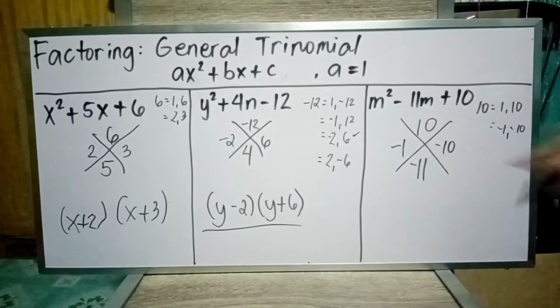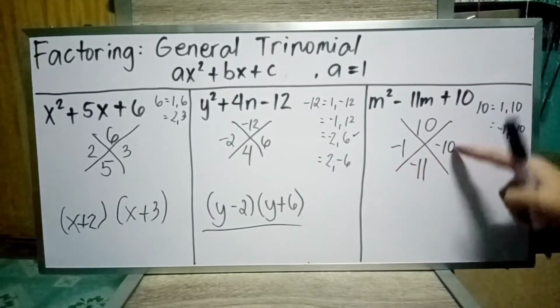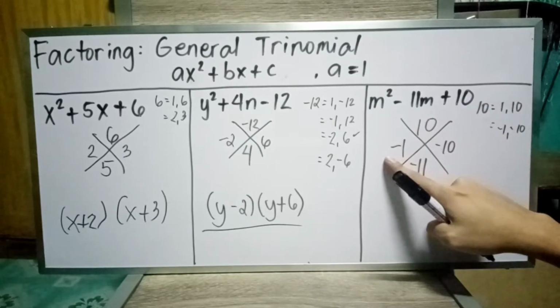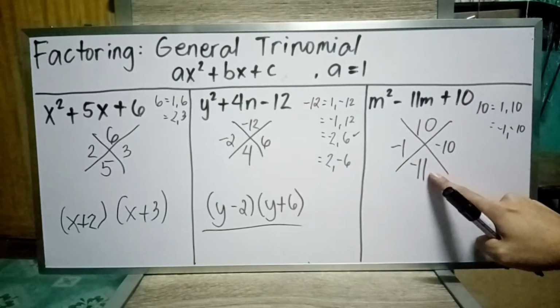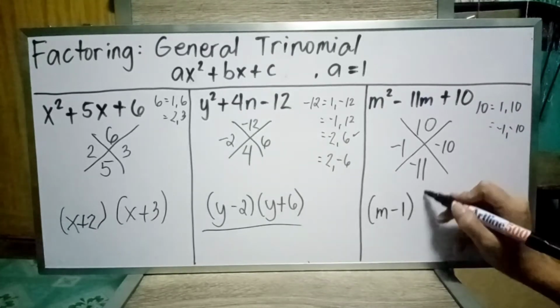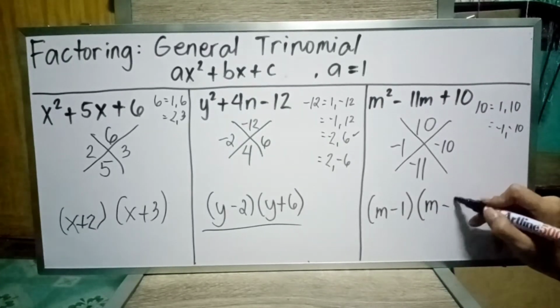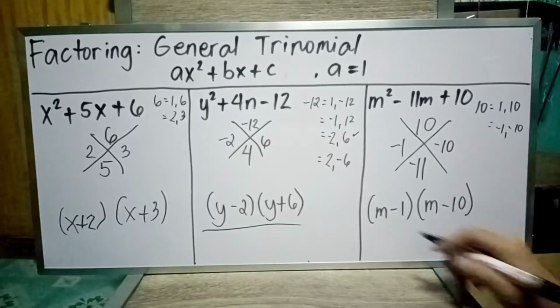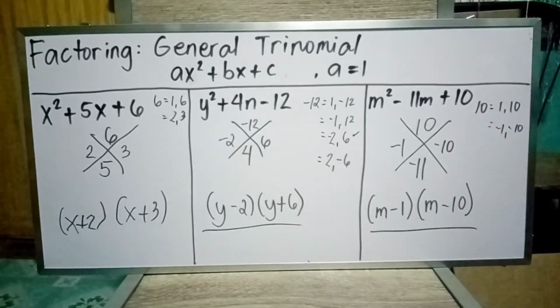Negative 1 times negative 10, that is positive 10. Negative 1 plus negative 10, that is negative 11. Therefore, m minus 1 and m minus 10. This is the factored form of the given.